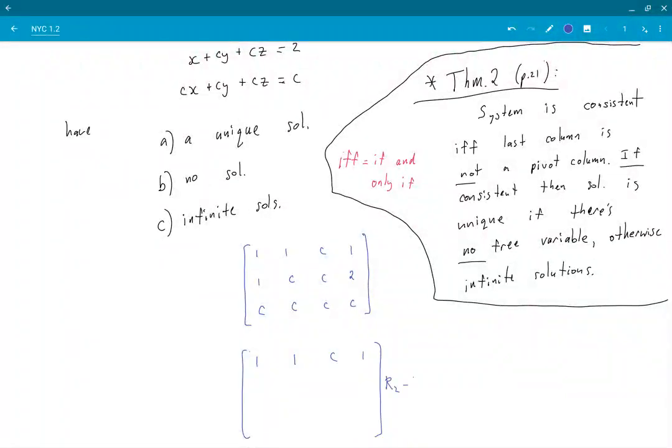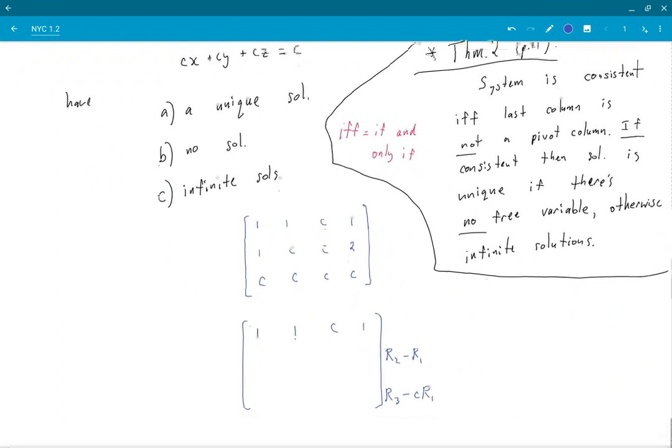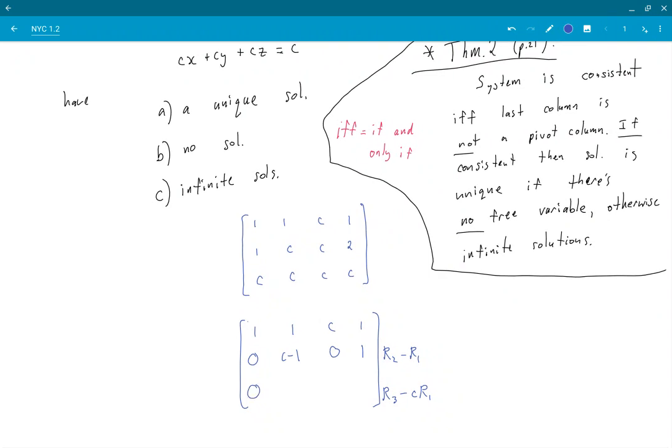Row 2 minus row 1, row 3 minus C row 1. Okay. It's a strange thing, but it will kill that guy, which I want. Subtraction 0, C minus 1, 0, 1. C minus C is 0, C minus C is 0, C minus C squared. 0 here. Okay, that's echelon form.